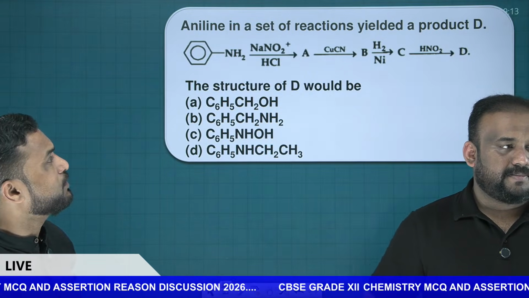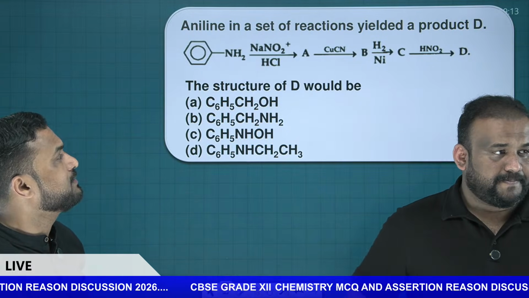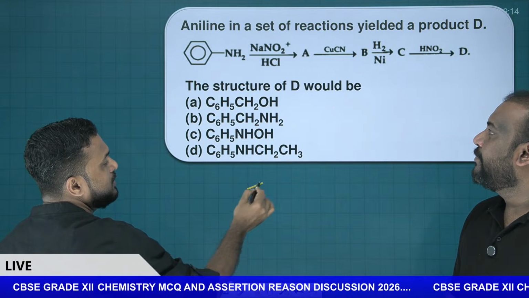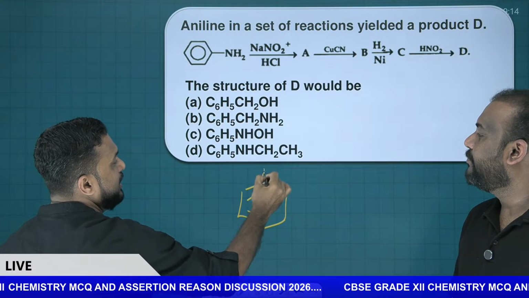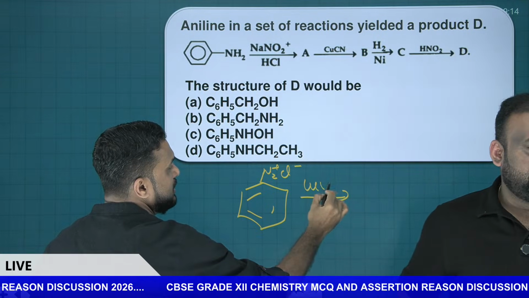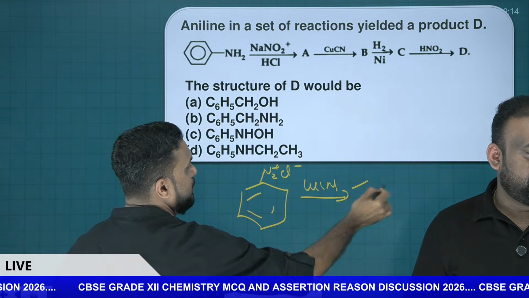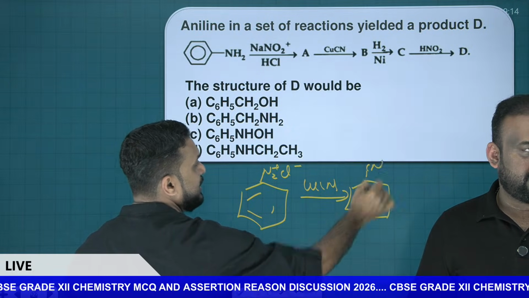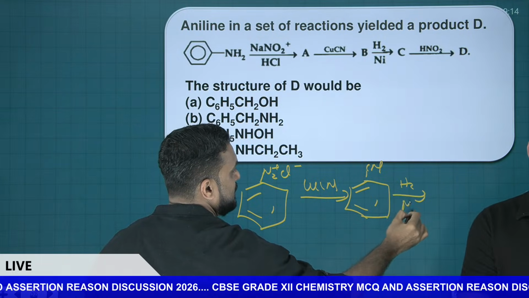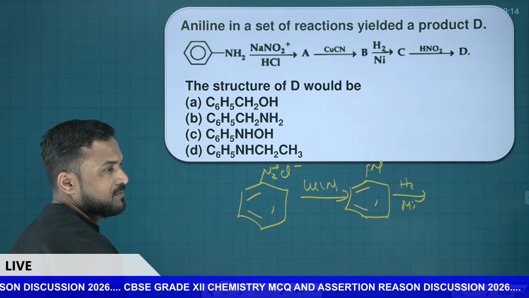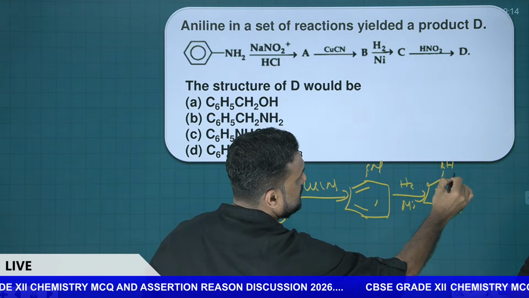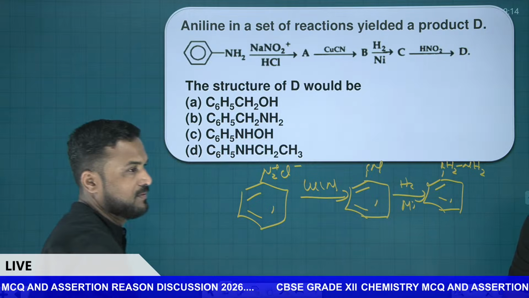See, aniline in a set of reactions yielded a product D. You know that one, now you can go easily, because aniline, when it undergoes diazotization, will give diazonium chloride, N2+ Cl−. Then we are treating it with copper cyanide, CuCN. Cyanide will replace the N2, so you will be getting cyanobenzene or phenyl cyanide. After that, it will be H2 and Ni. That is reduction, so it will get reduced to CH2NH2, benzylamine.